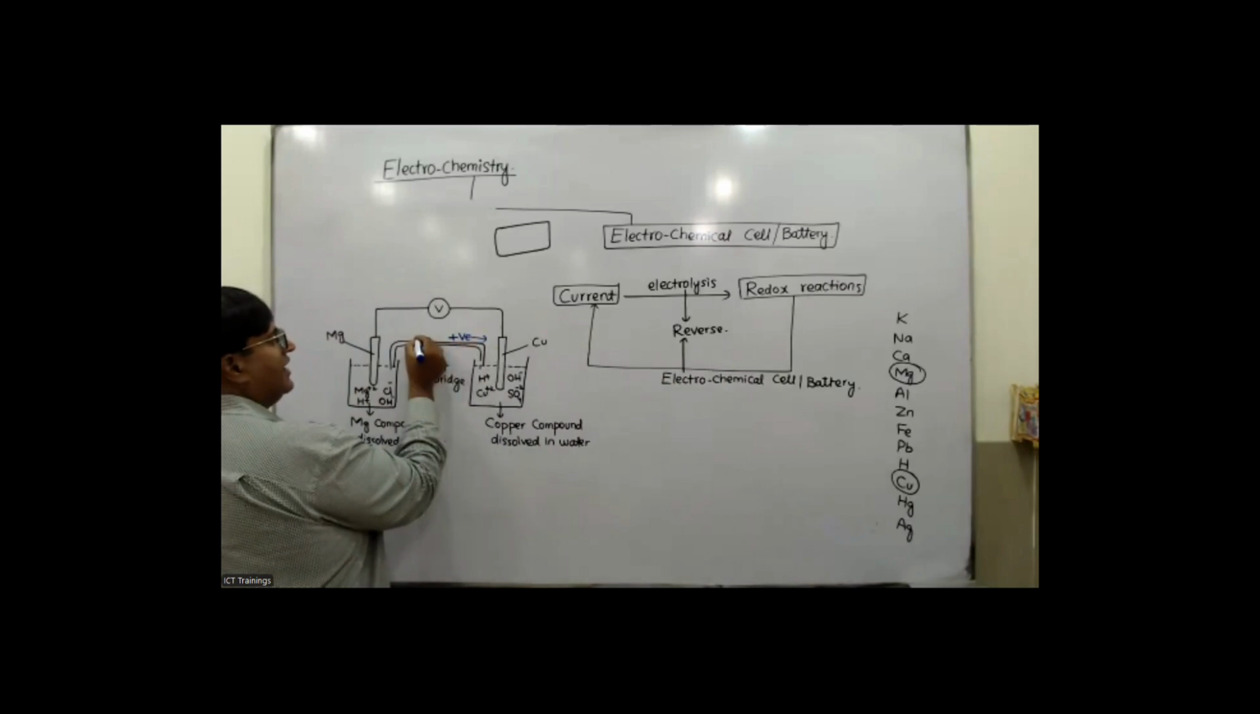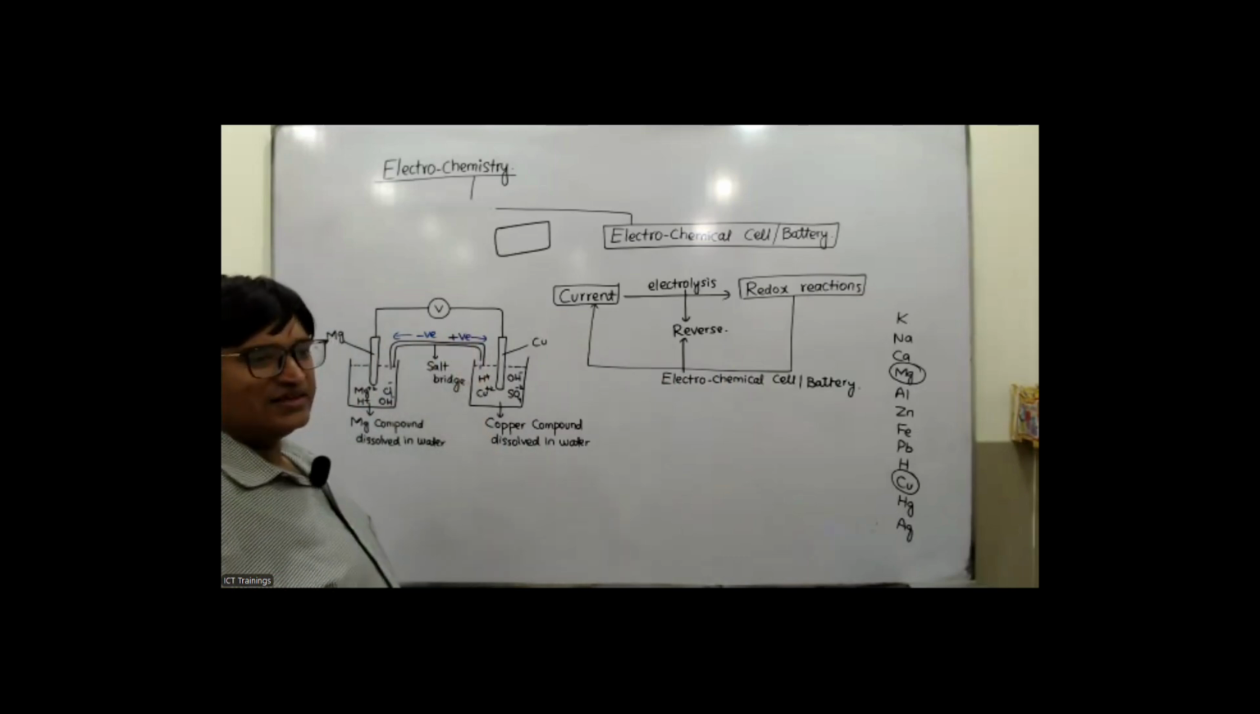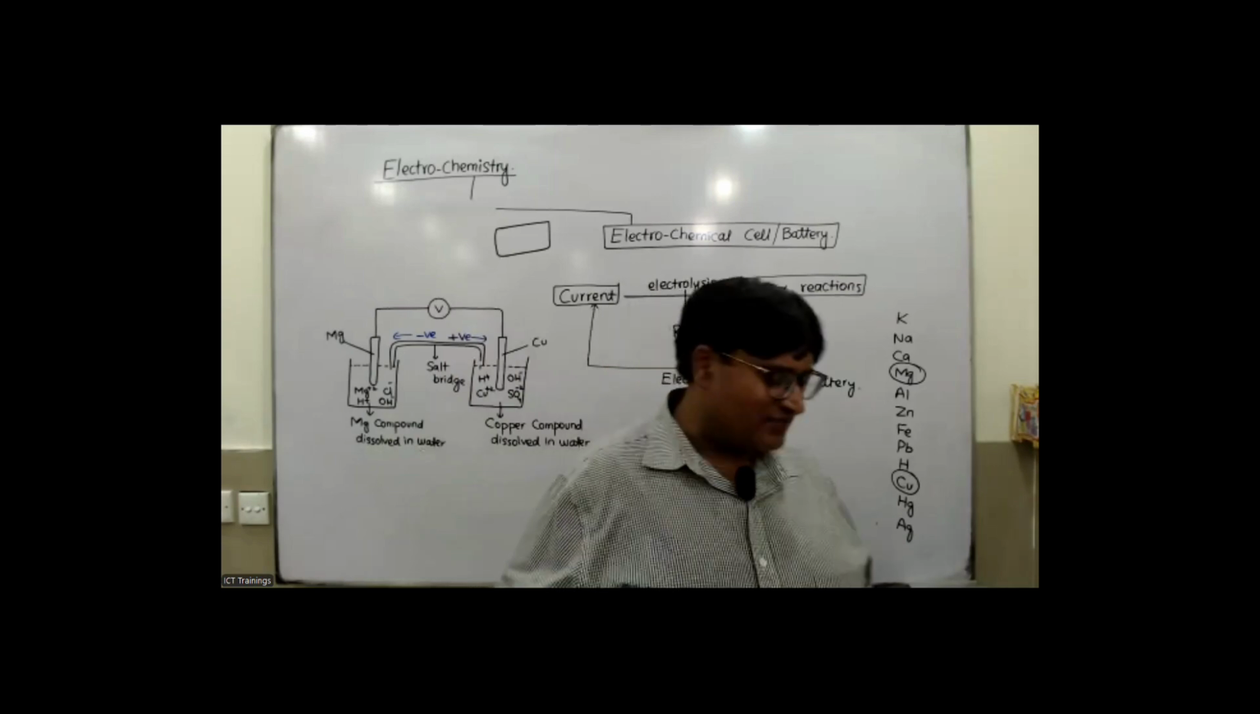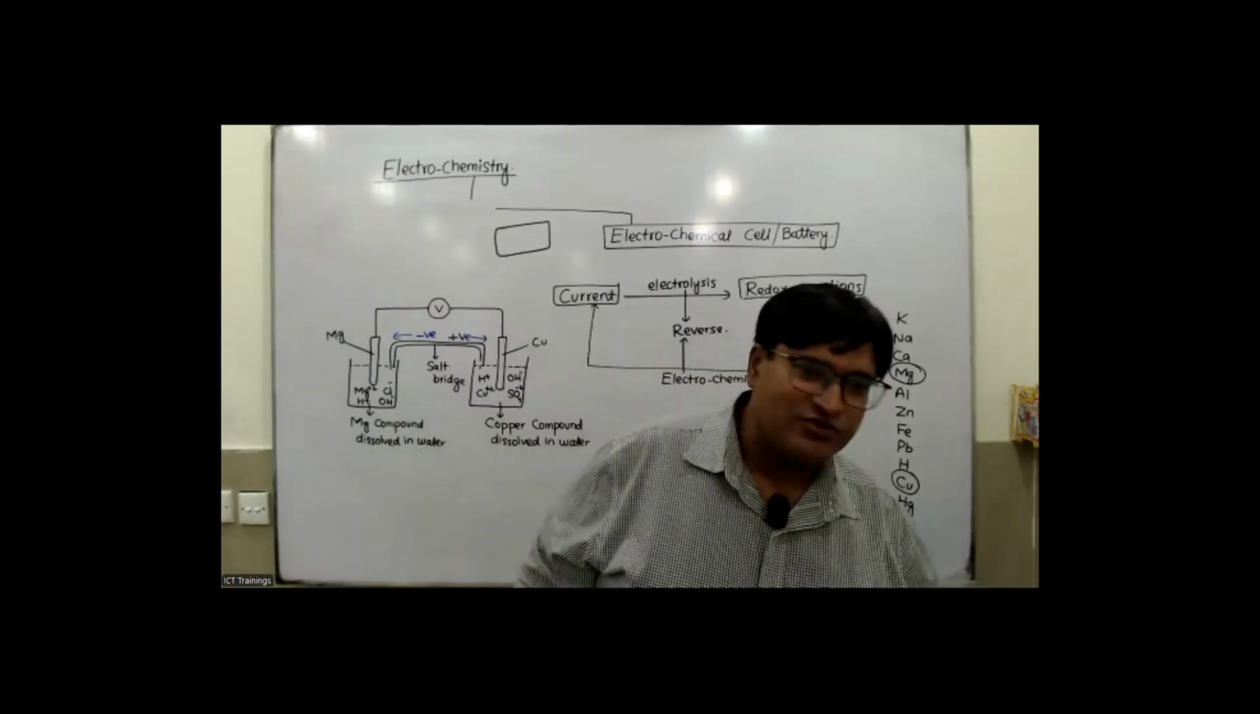Okay, and negative ions will move towards the anode just to complete the circuit. So you people still don't know which one is cathode and which one is anode. So that is why you don't know.